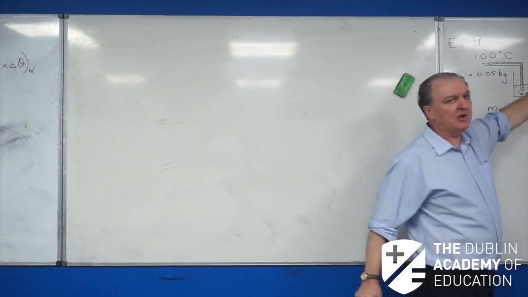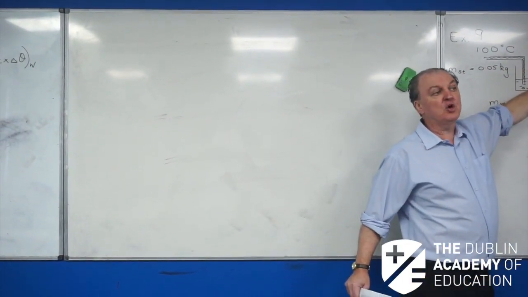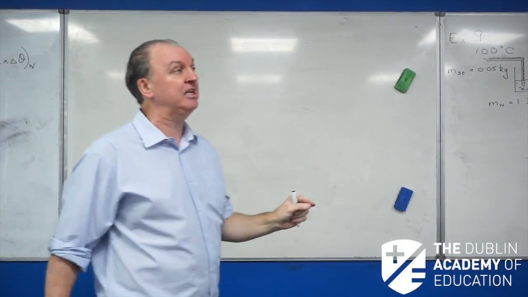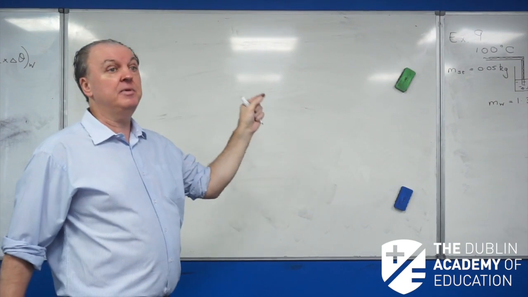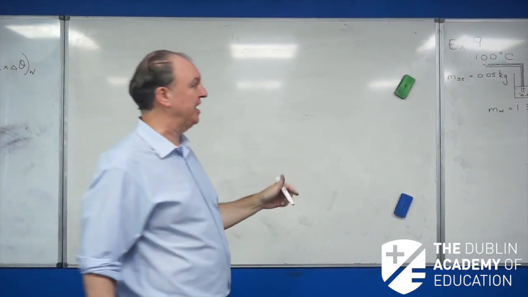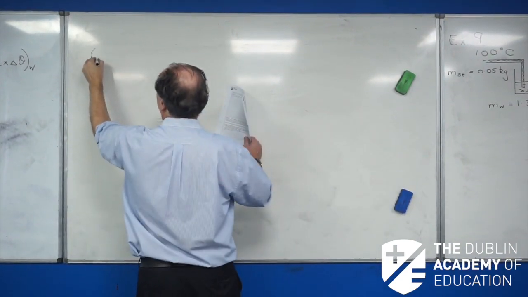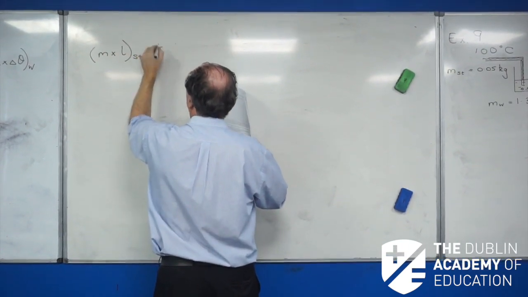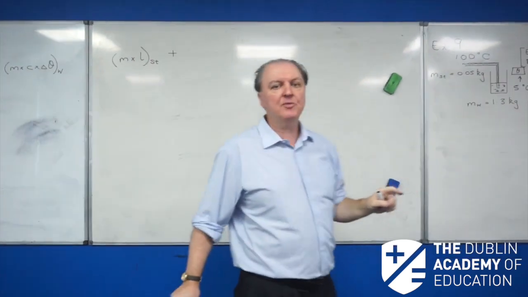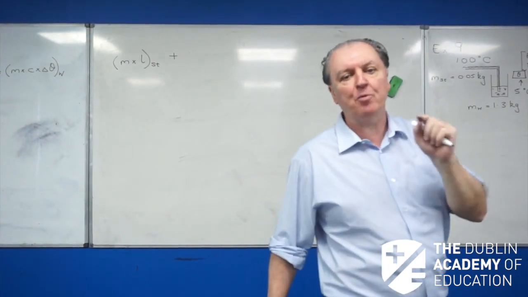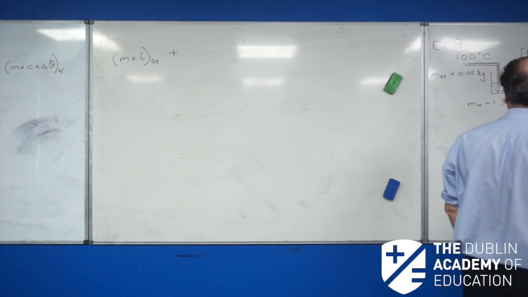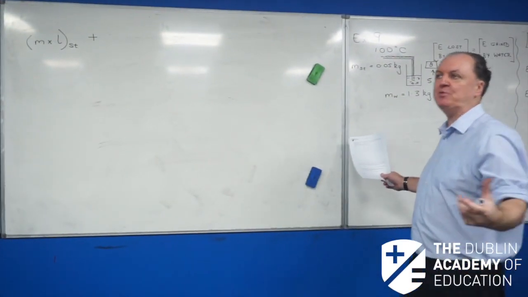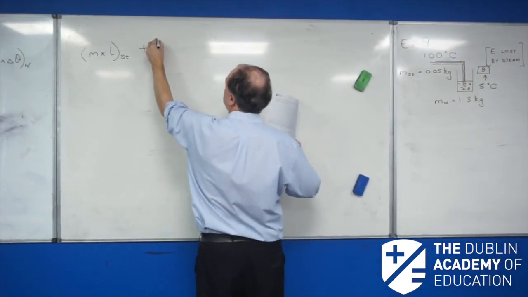The energy lost by the steam comes in two parts. First of all, I have to change steam into water. That's a change of state. So we're talking about M L for steam. Plus, now it's turned into boiling water at 100 degrees Celsius. I now have to change the temperature of that water. Because I'm talking about changing the temperature of something, it's going to be M C delta theta.